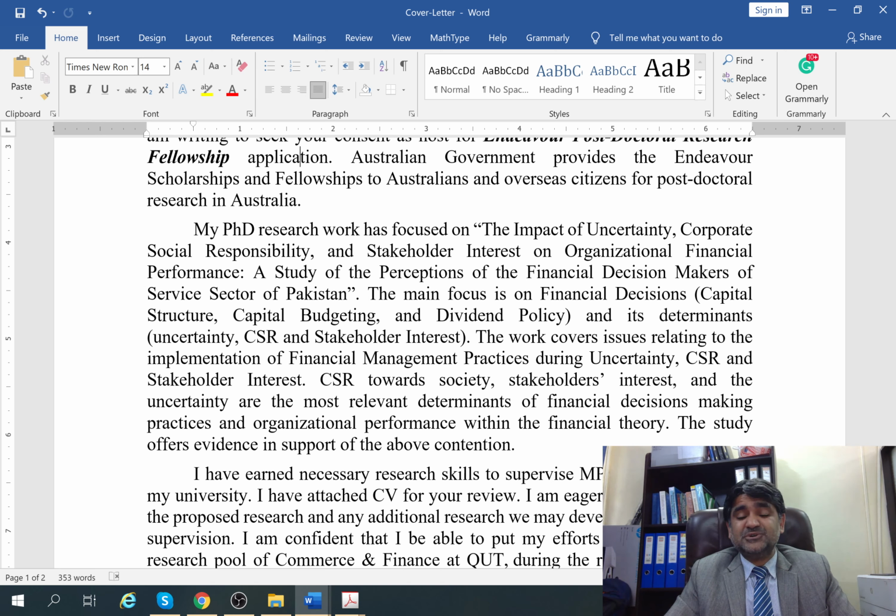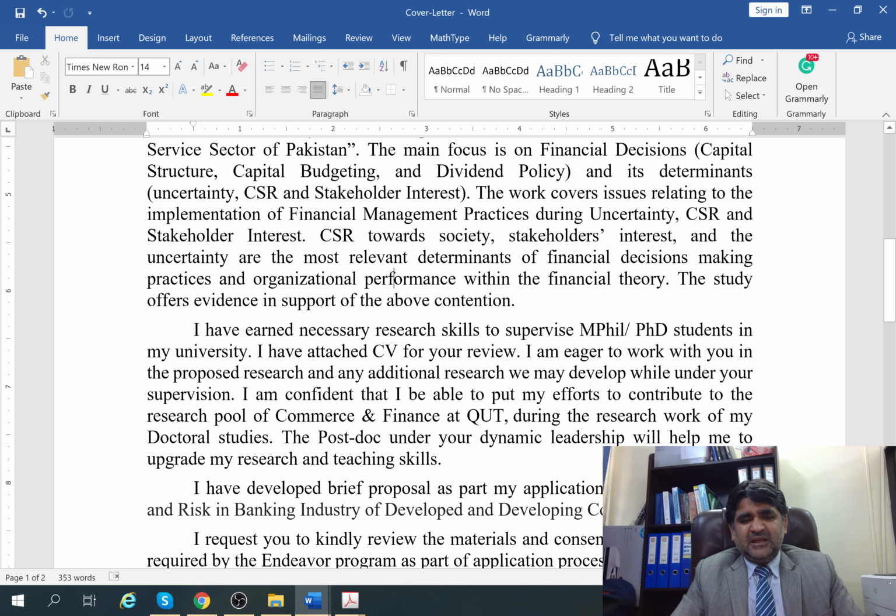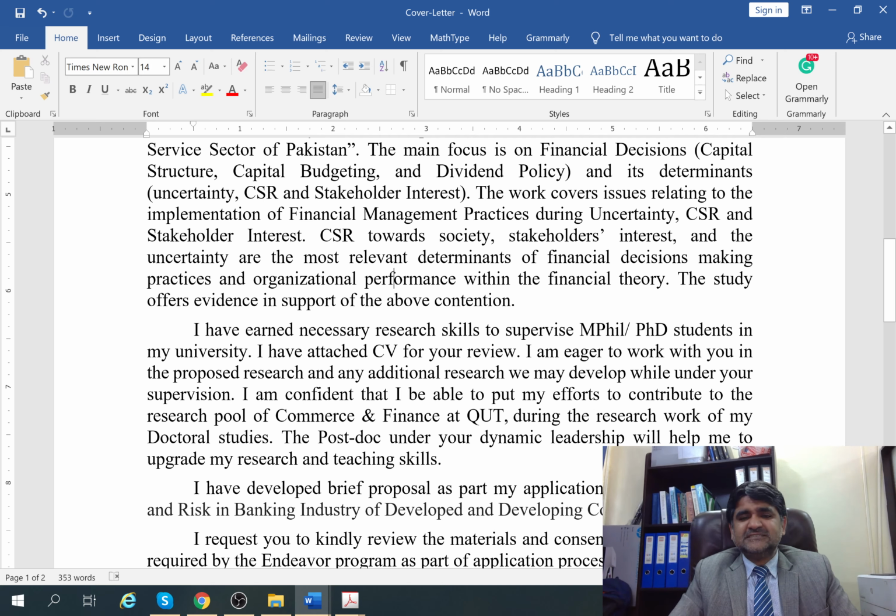But keep in mind, it should be very brief, comprehensive and focused. In the second paragraph, you will be talking about your PhD project. In the third paragraph, we can talk about your research skills, your research experience, whatever you have done so far. In this third paragraph, for example, I have written that I have earned the necessary research skills to supervise MPhil and PhD students in my university.